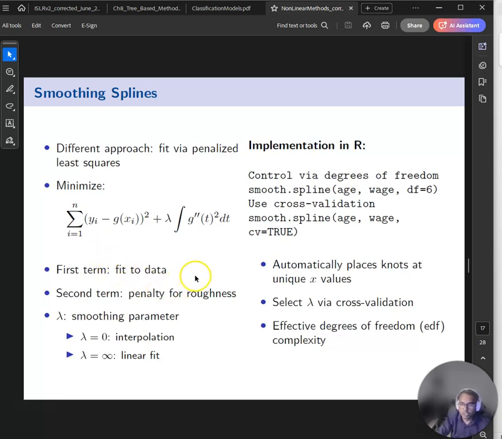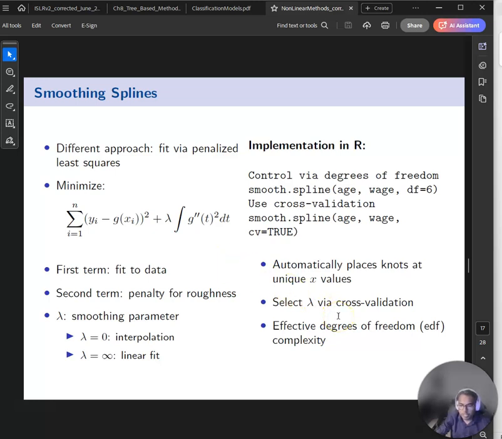When lambda equals 0, there is no penalty for roughness, so the function will interpolate the data points exactly. As lambda approaches infinity, the penalty for roughness becomes dominant, forcing the function towards a more linear fit. The beauty of this approach is that simply by adjusting lambda, we can precisely control the trade-off between fit and smoothness.